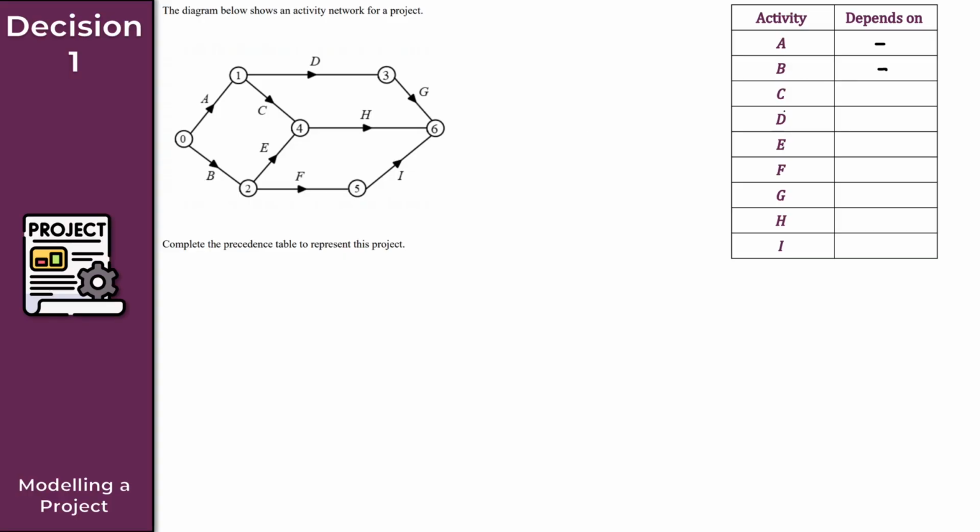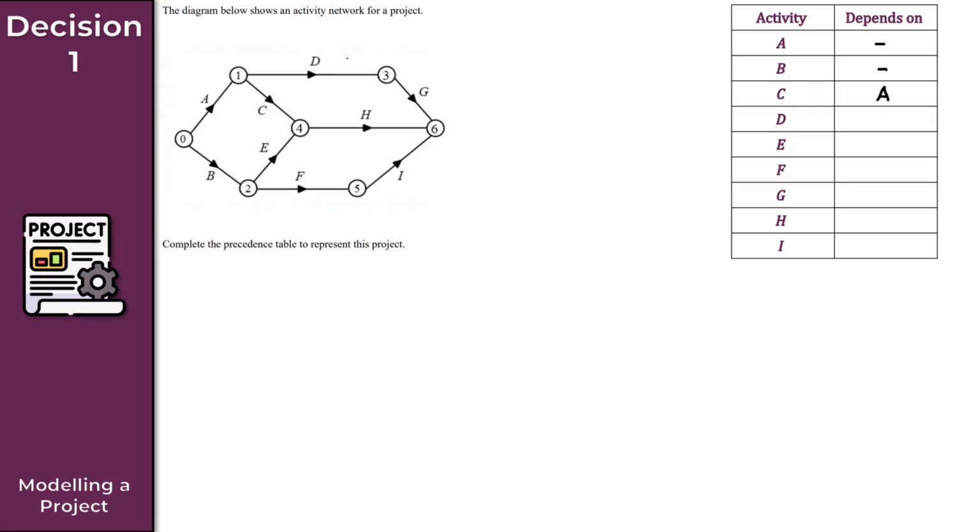Now for the next activity here, activity C, we locate activity C on the activity network. That's this activity here. And I can see then that activity C is dependent on activity A. So in other words, activity A must be completed before we can start activity C. So C then is dependent on A. Hopefully, nice and straightforward.